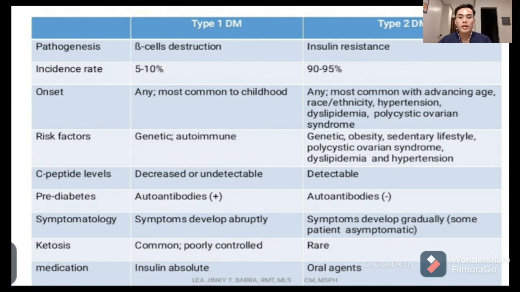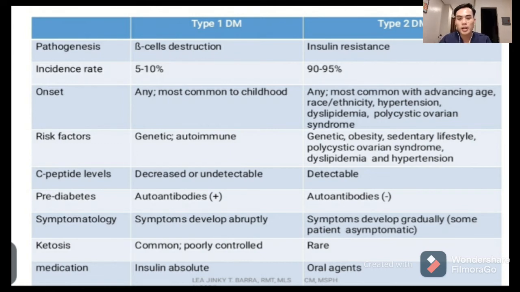So, C-peptide level. C-peptide is another substance that is produced together with insulin. So, why is it detectable in type 2? C-peptide is detectable because in type 2 there is insulin being produced. So, insulin is normal. In type 2 it is produced, so C-peptide is also produced. So, detectable. In type 1, you have a problem with insulin production, so there is also a problem with the production of C-peptide. So, decreased or undetectable in type 1.